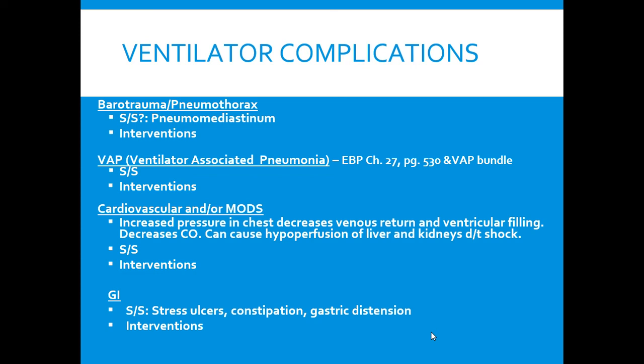Signs and symptoms for GI ventilator complications. You don't think about gastrointestinal complications, but they can occur. We can get stress ulcers. They can also have lots of constipation, and they can have gastric distension. So it's super important, and again, it's another thing that can get put on the back burner. We don't think about bowel movements in the ICU, but it can happen.